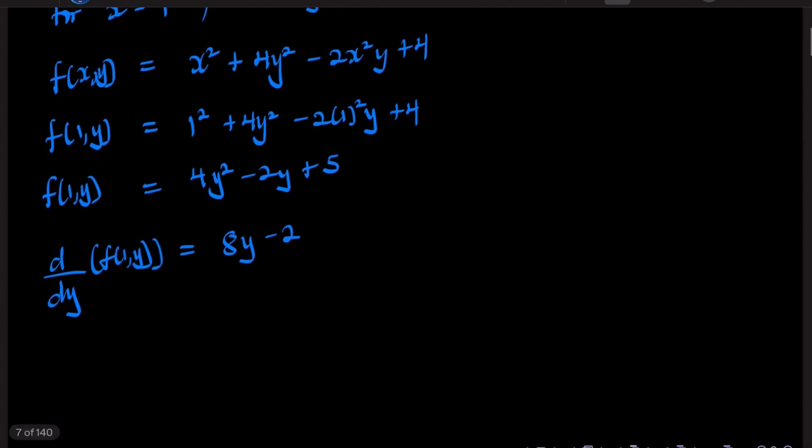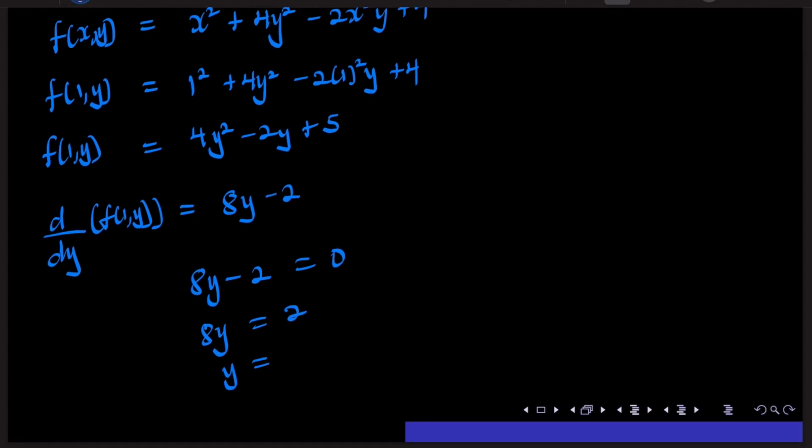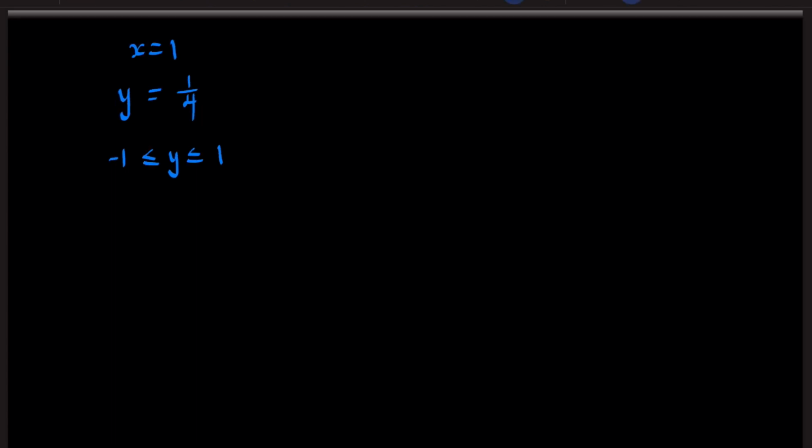Then we now set this to be equal to 0 because we are finding the critical points. So we are going to have 8y minus 2 is equal to 0. And so we have 8y is equal to 2. Thus y is equal to 1/4. So thus on the boundary x is equal to 1, we have our critical point to be y = 1/4.